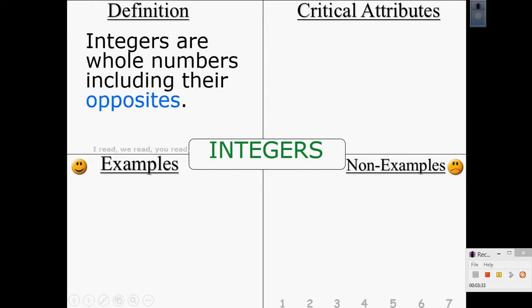Integers are whole numbers including their opposites. Tell your neighbor the definition for integers.